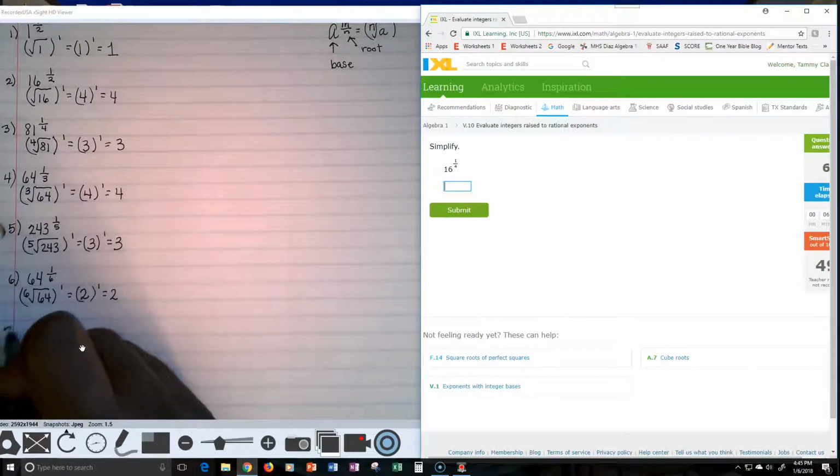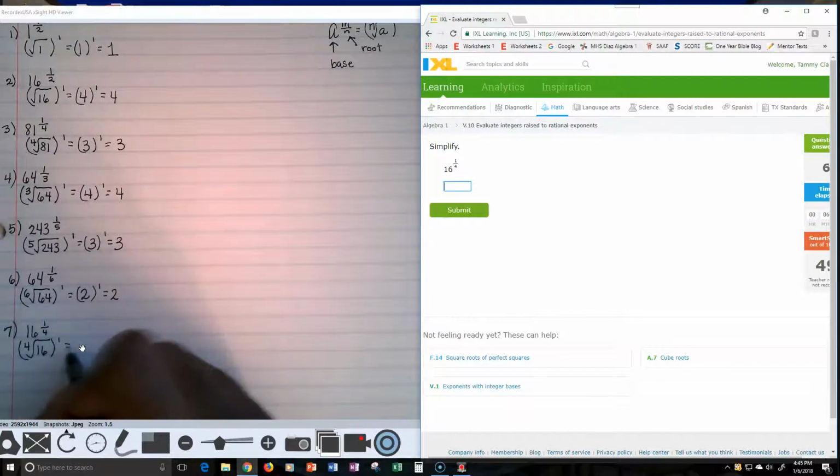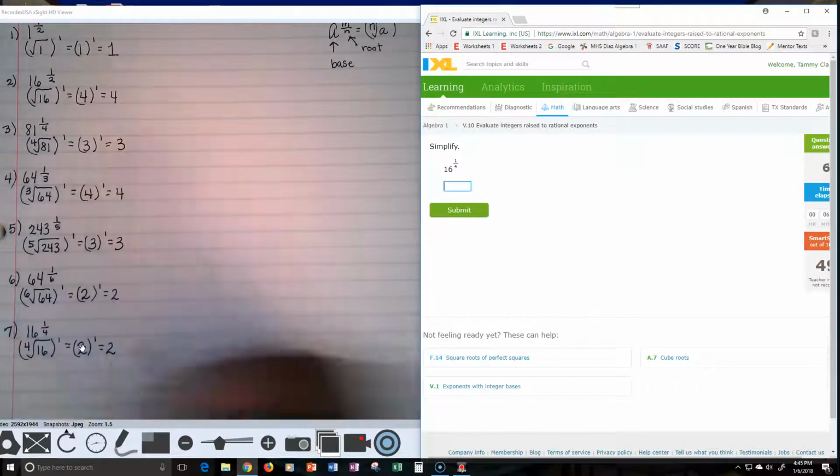Look at number 7. 16 to the 1/4 power means I'm going to take the 4th root of 16 and raise that answer to the 1st power. Well, this one's a pretty easy one. It's 2. And we're going to take 2, raise it to the 1st power, and that gives us 2.